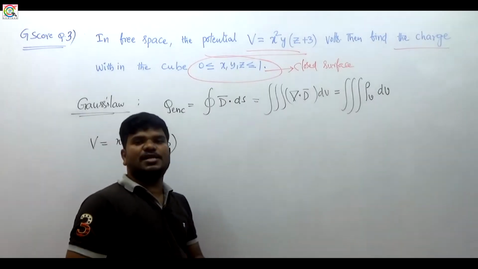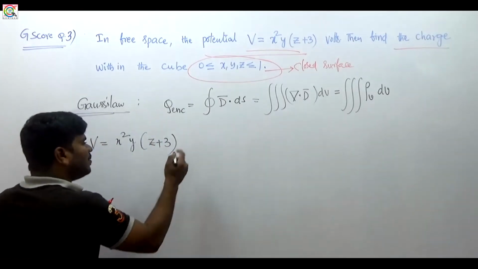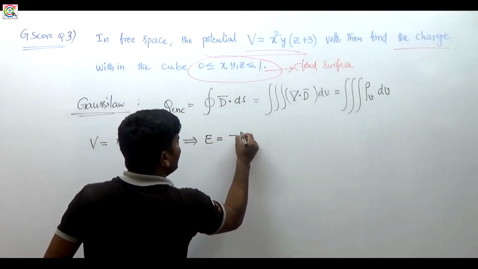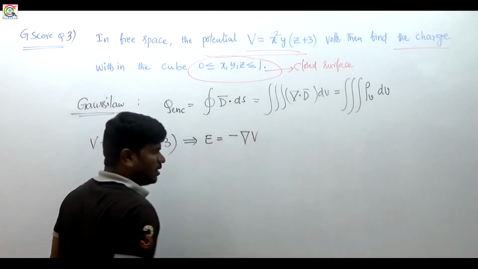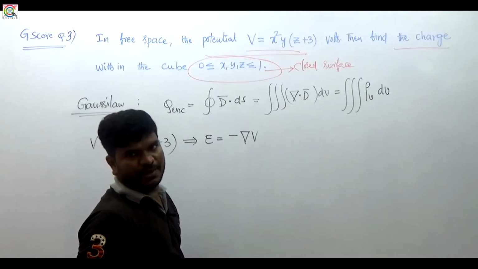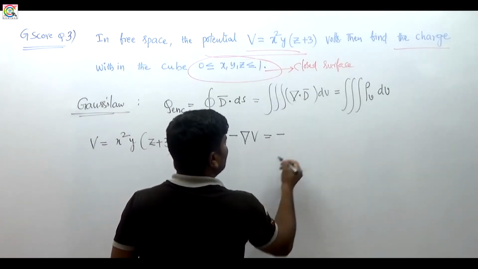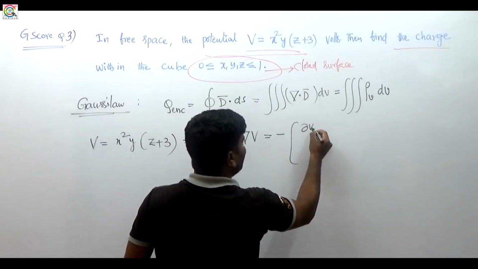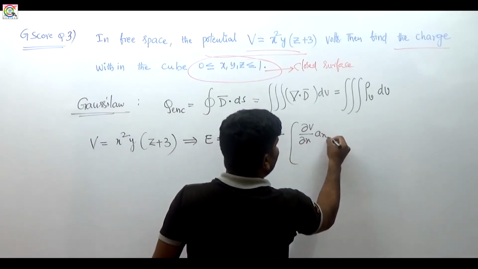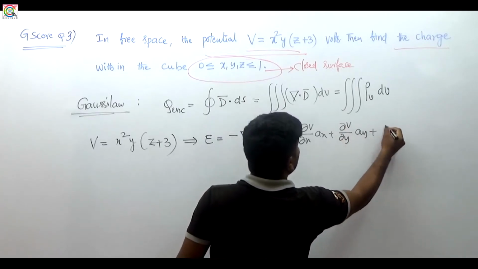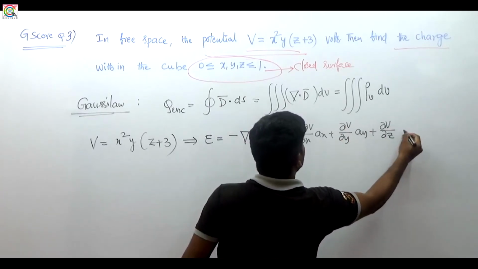From this potential, what will be the electric field intensity? The electric field intensity E is equal to minus gradient of V. So what is minus gradient of V? This is minus of dou V by dou x ax plus dou V by dou y ay plus dou V by dou z az.